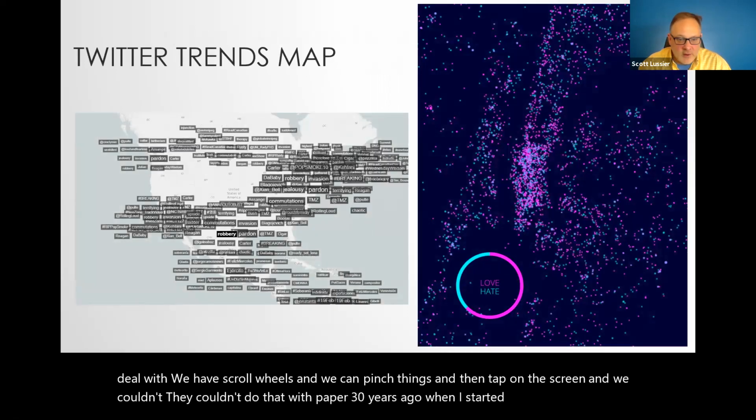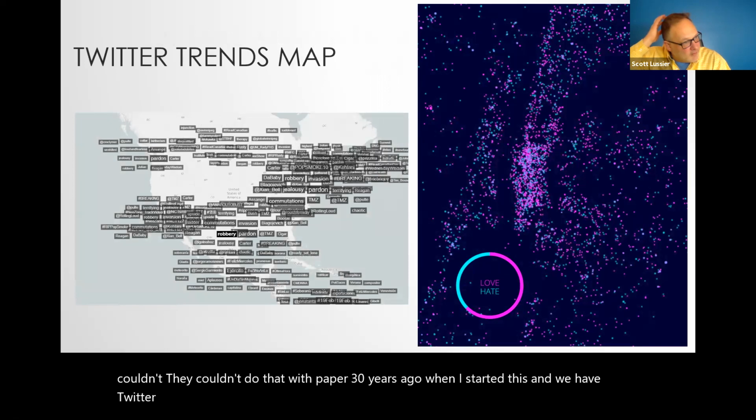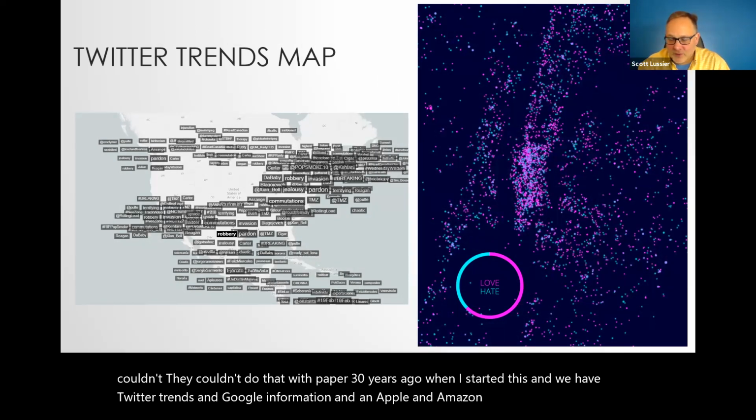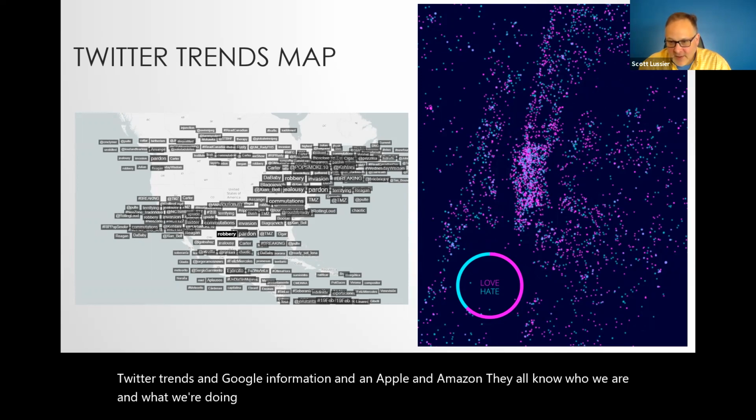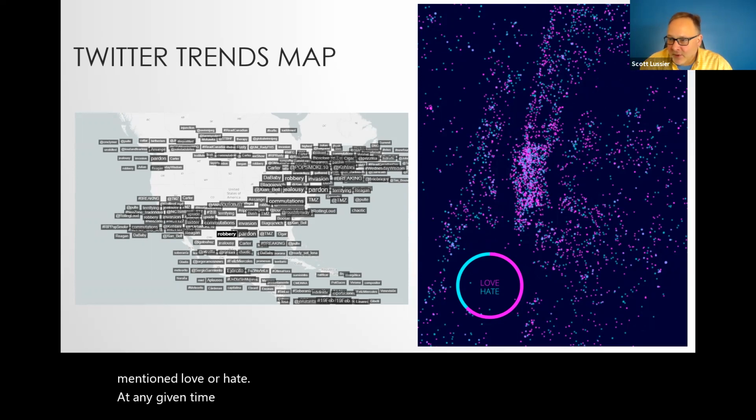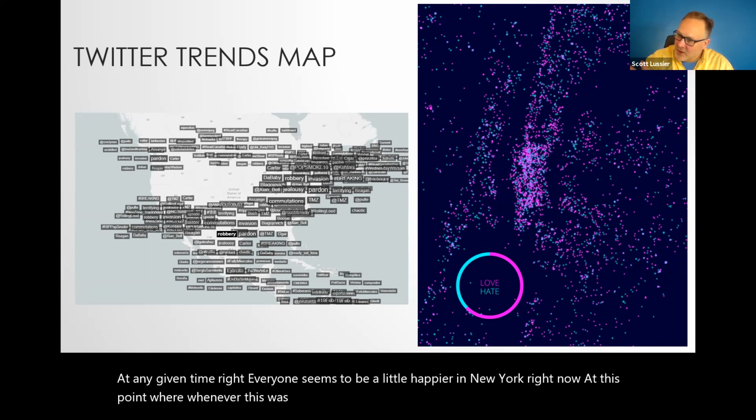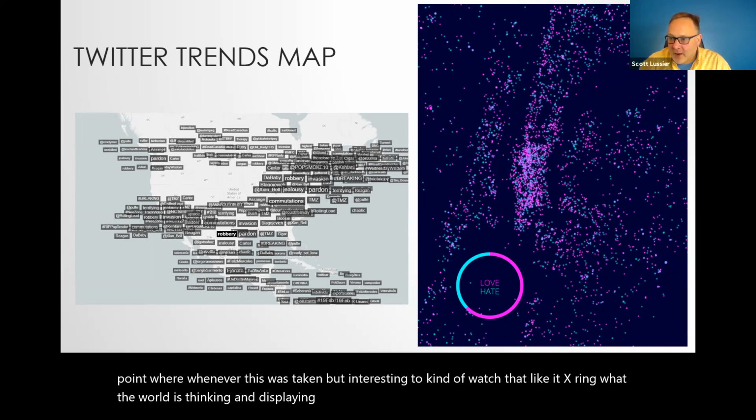And we have Twitter trends and Google information and Apple and Amazon. They all know who we are and what we're doing. And this is a map of New York showing the tweets that mention love or hate at any given time. Everyone seems to be a little happier in New York right now, or whenever this was taken. But interesting to kind of watch that. It's x-raying what the world is thinking and displaying it on a map. Whoa, a little bizarre, right?